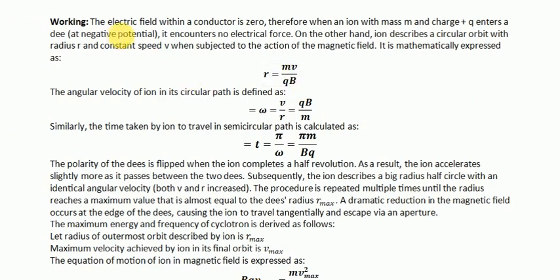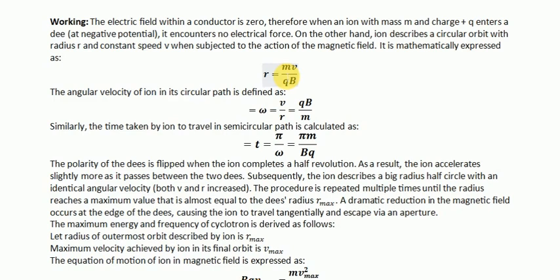So here we can see that the electric field within a conductor is zero. Therefore, when an ion with mass m and charge +q enters the D, it encounters no electric force. On the other hand, the ion describes a circular orbit with radius r and constant speed v when subjected to the action of the magnetic field. It is mathematically expressed as r equals mv by qB, where r is the radius of the path, m is the mass of the particle, v is its velocity, q is the charge of the particle, and B is the magnetic field strength. So the faster the particle moves, the larger the radius of the circular path.